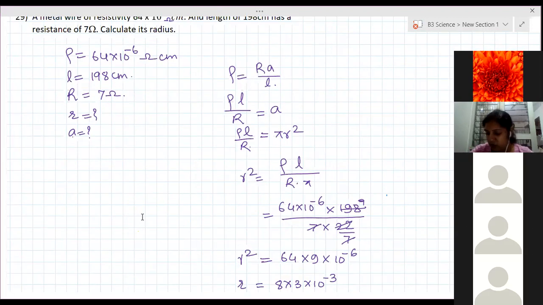Next Wednesday, there is a class, and you have an exam on electricity till the resistivity part. Theory and numerical till resistivity, until 33 questions.